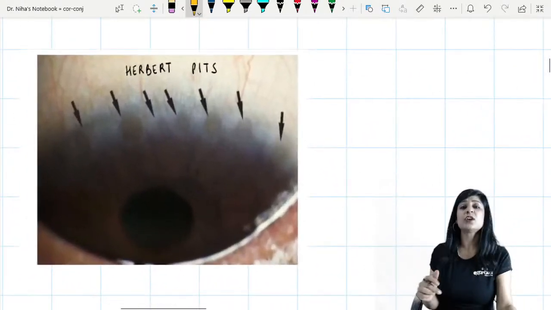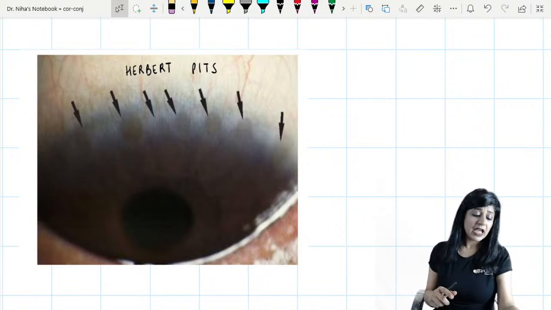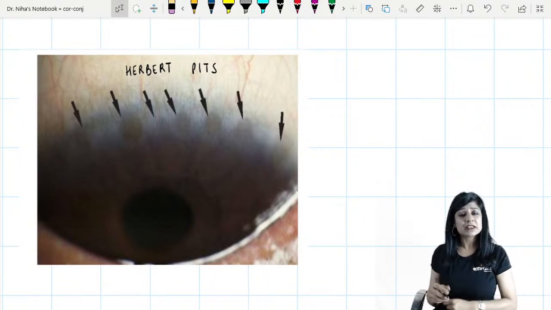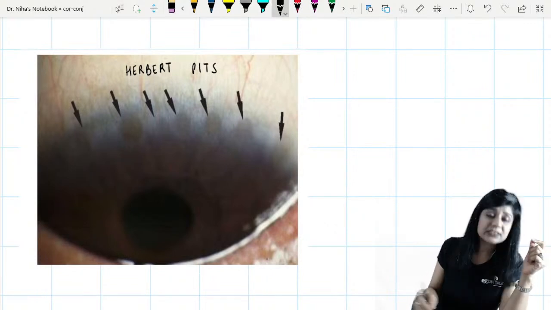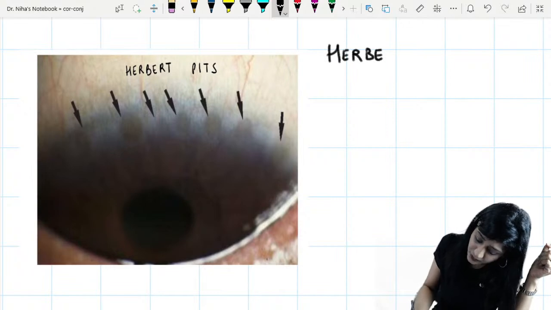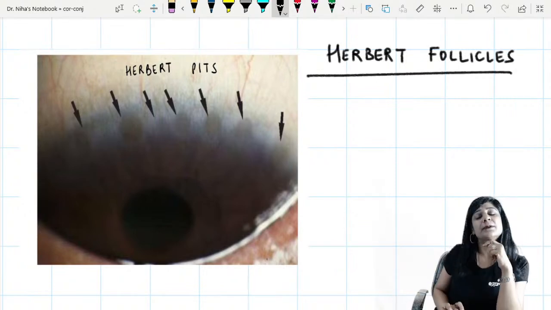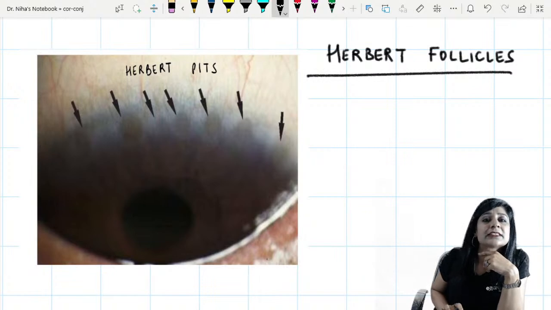Now we come to the corneal signs. Very, very important. Now, whenever we have got the follicles in the trachoma, similar follicles I will have in the cornea also. So I will have the Herbert follicles. Again, a very important question also, Herbert follicles and the Herbert pits. Herbert follicles and the Herbert pits are actually found in cases of the trachoma. They are in cornea. Now you will say, are they different? No, they are not different.